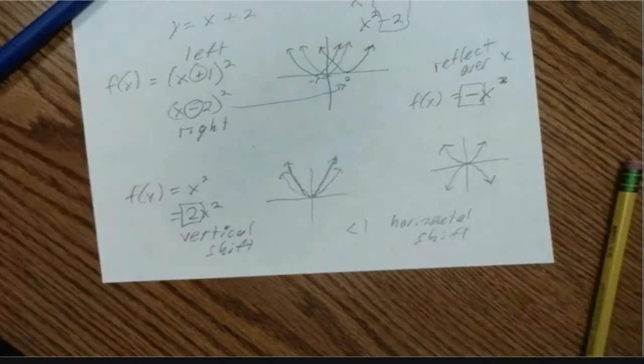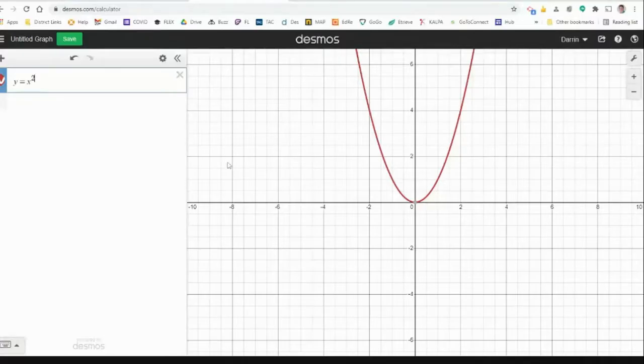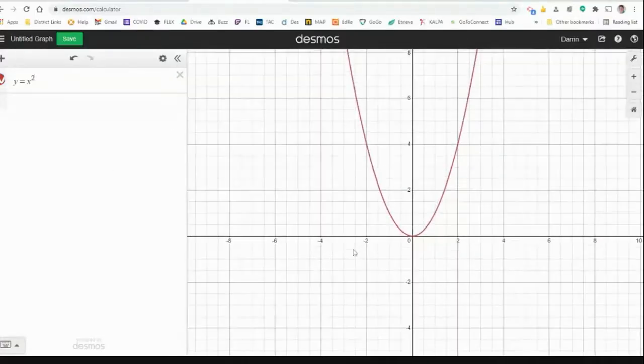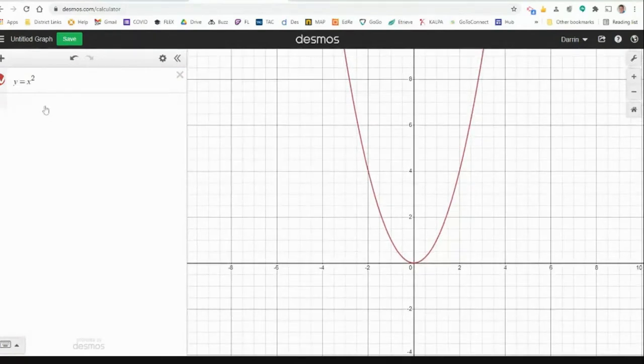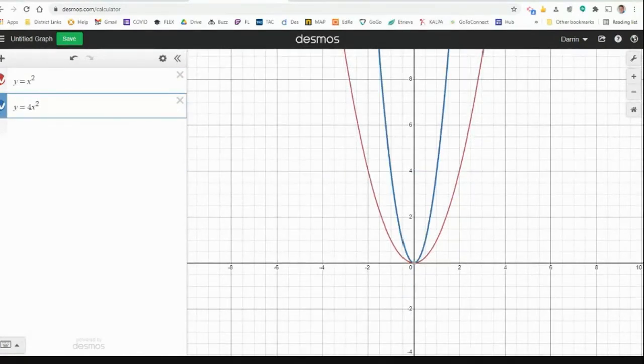So let me look at that with you on Desmos, because that'd be much clearer than what I can draw. So there's our common y equals x squared, right? And so when we do a vertical shift, and I'll make it more extreme, let's do 4x squared. Instead of this being 1, now when x is 1, it's 4. See, the y is 4 times as large as what it would have been with just the x squared. 4 times as large.